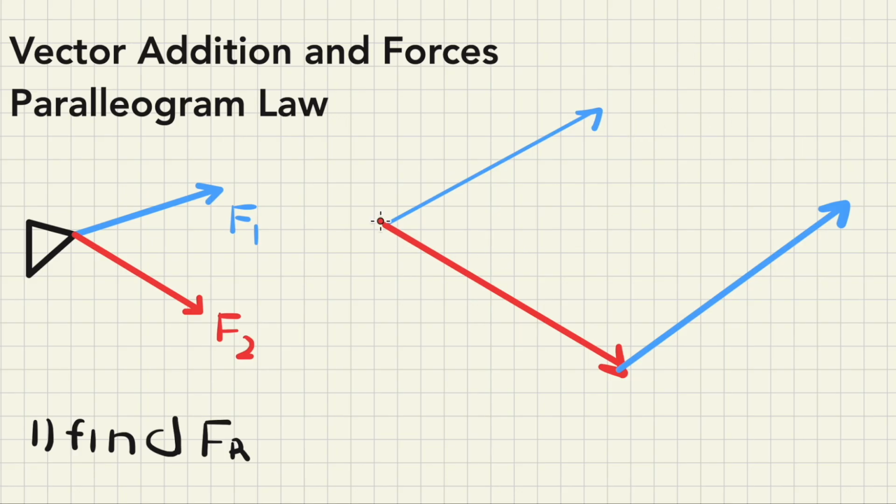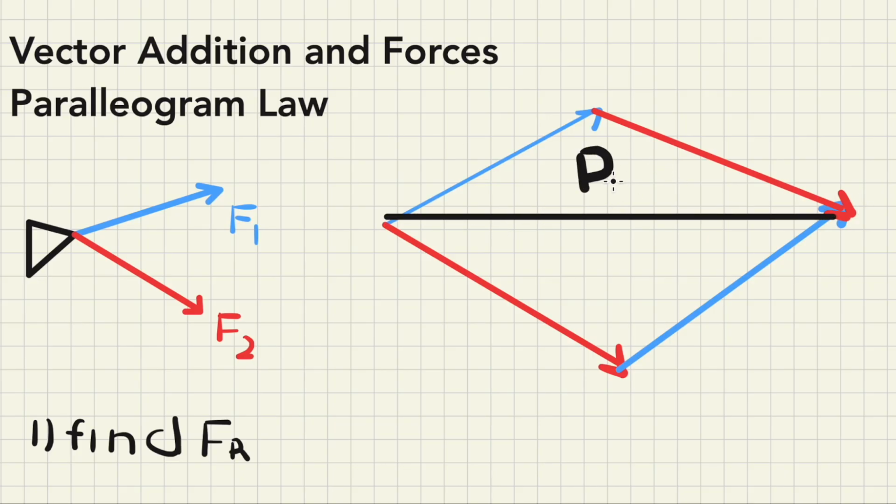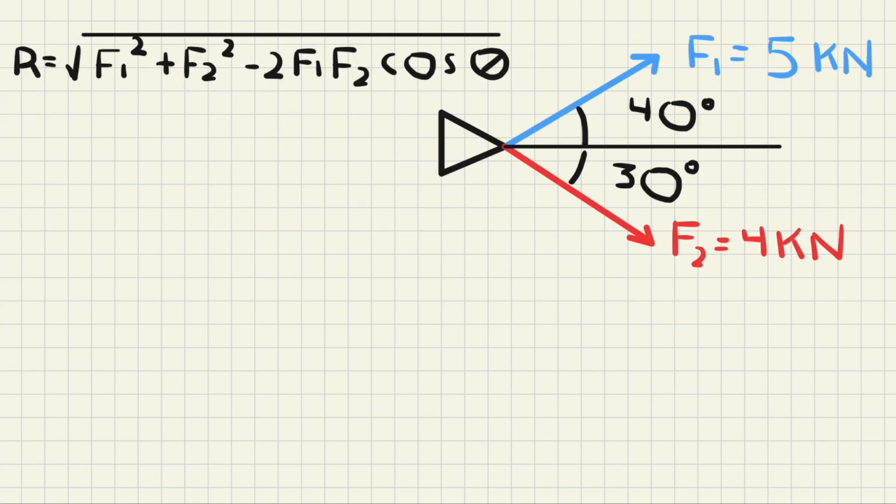And then we're going to do the same thing from this tip and draw a line that is parallel to this one until they meet and intersect right there. And then this line right here that goes through both of them is going to be our resultant force. So how do we calculate the resultant force from this visual? As you can see here, I've written out the equation for when we have two forces and we want to find the resultant force.